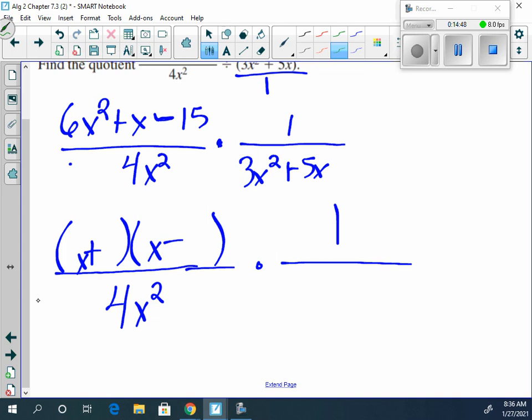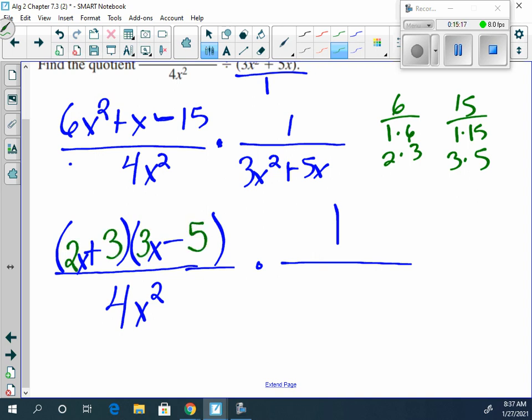I'm going to write this over here so I have a little bit more room. And the factors of 15 are 1 and 15, 3 and 5. What do we think? And if we check this, 2x times negative 5 would be negative 10x. 3 times 3x would be plus 9x, which gives us negative x, and that's what we wanted, yes?